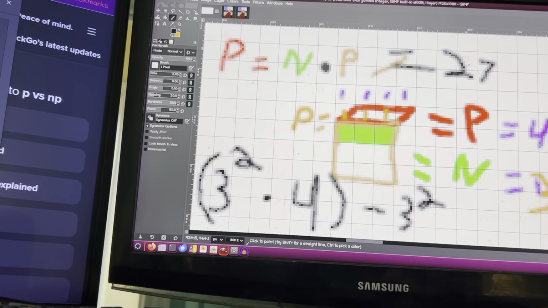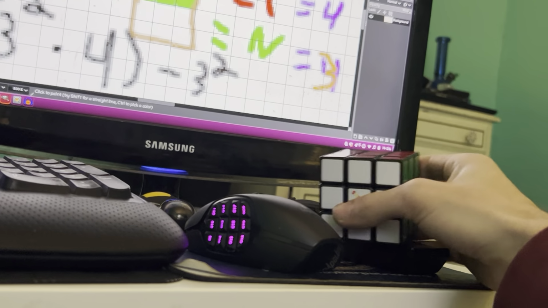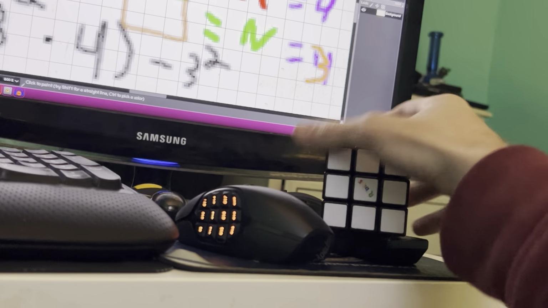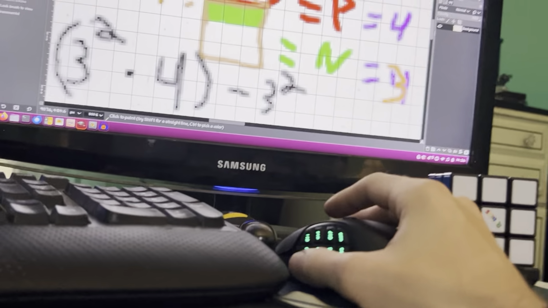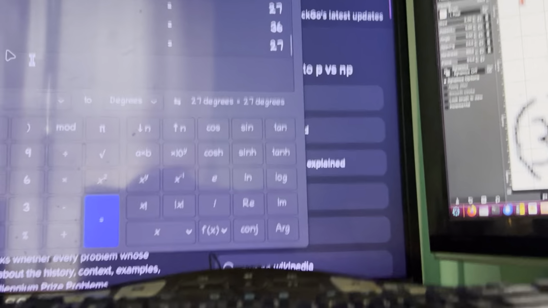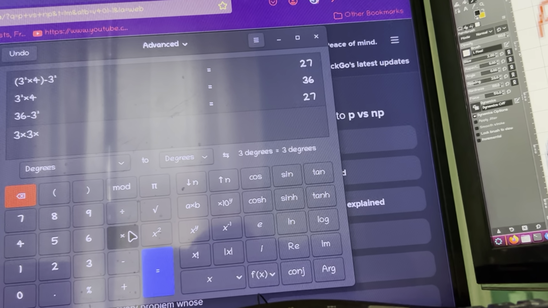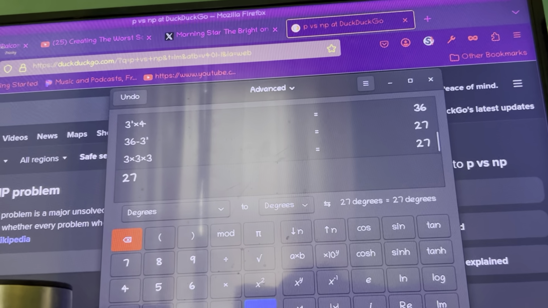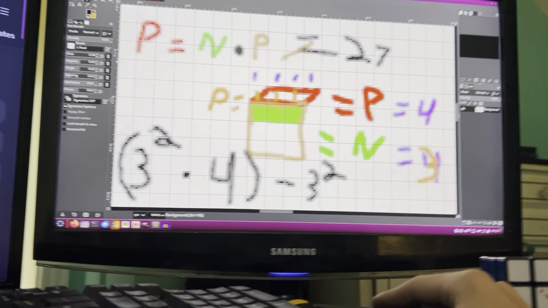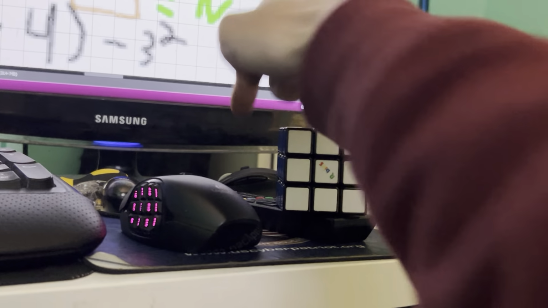And how do we know this is true? Well, if we look at the Rubik's Cube, what's the classical way of solving for the entire volume of a Rubik's Cube? Well, it's 3 times 3 times 3, right? And what is 3 times 3 times 3? Well, it's 27. So there's your proof. There's your proof that P equals NP, or NP, one of the ways.